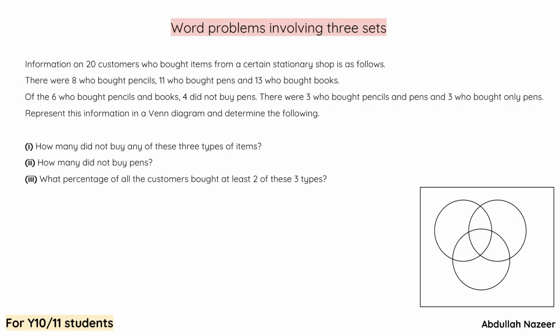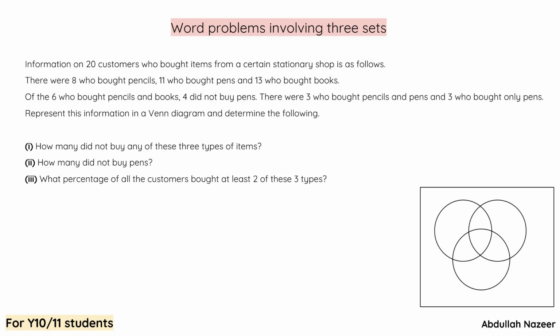Information on 20 customers who bought items from a certain stationery shop is as follows. There were 8 who bought pencils, 11 who bought pens, and 13 who bought books. So we can clearly understand that the 3 sets that we're going to work with are the set of people who bought pencils, the second one is the set of people who bought pens, and the third one is the set of people who bought books.